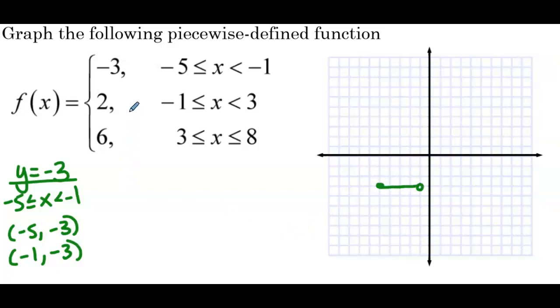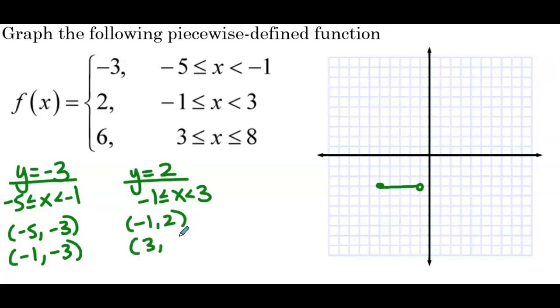There's our first piece. Next piece, y equals 2 on the restricted domain -1 is less than or equal to x, which is less than 3. So since we have a bounded restricted domain, just like we had in that first example, let's just find 2 points. So when x is -1, y is 2. When x is 3, y is also 2. At -1, 2, we have a closed point. It is equal to -1. 3, 2, we have an open point. And we connect them with a horizontal line.